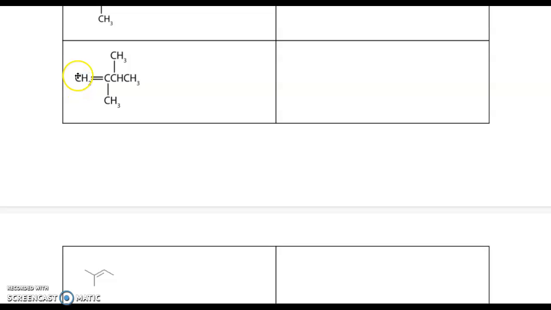Let's find the longest chain. So 1, 2, 3. We can go this way. Or 1, 2, 3, 4. We can go this way. Or 1, 2, 3, 4. So we now see that the longest chain has 4 carbons and there's a double bond over here. So this is an alkene. So we can write 4 is but, and then the double bond from an alkene has the suffix ene. So we know this is our butene.